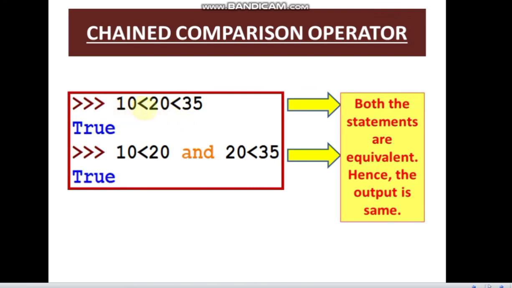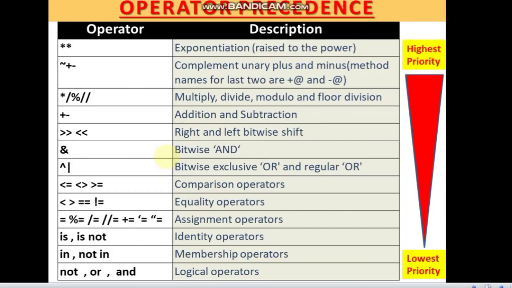For example, 10 less than 20 less than 35 is the same as 10 less than 20 and 20 less than 35. So you will get a true value in both cases because both are the same. This is what the chain comparison operator is. Now let's see operator precedence.